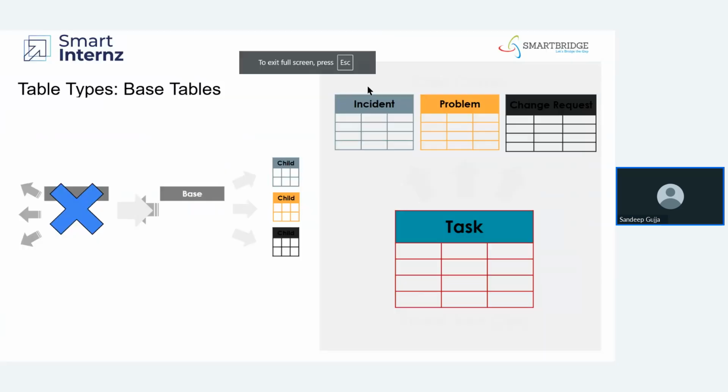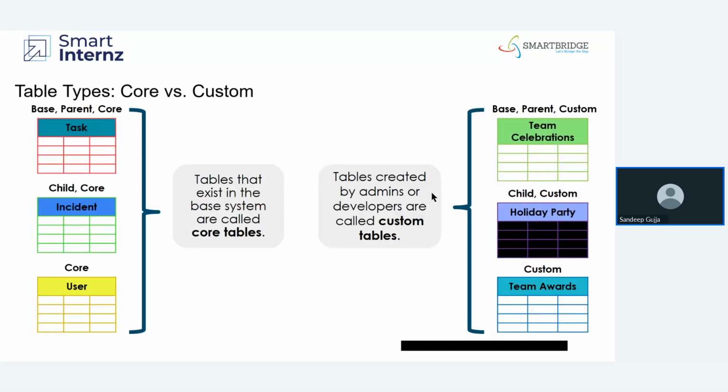So here is the base table. The base table is the task table here, and you can check three other tables are pointed over here. Coming to the core table and custom table differences, the tables that are created by the system are nothing but the core tables, the existing tables. Even the base table is a core table. So here you can see all the core tables.